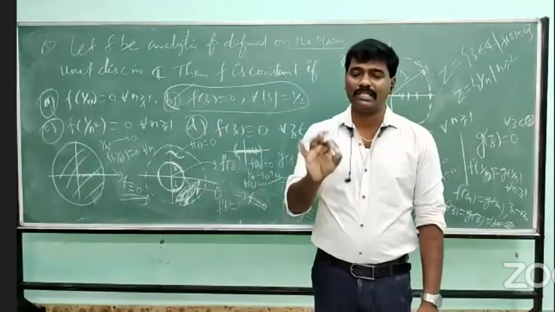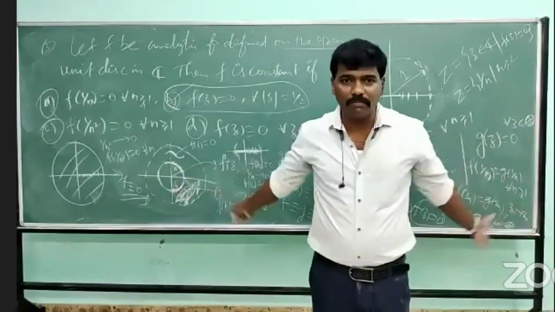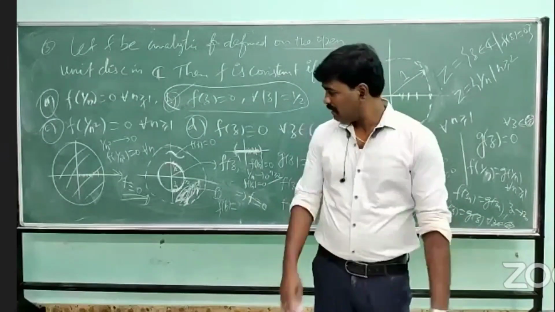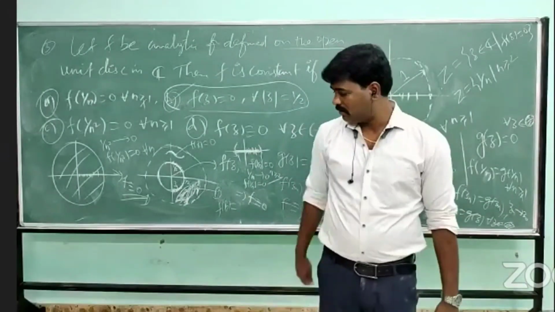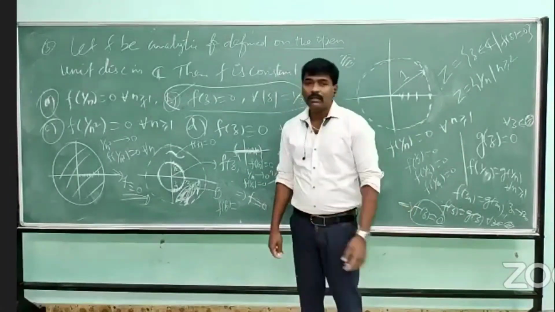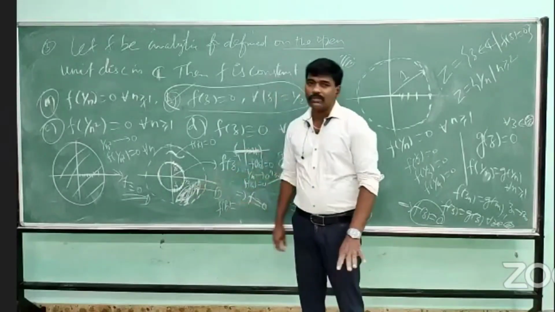B? B is some point, just written. What is the image of B? Identically 0. Very good, Suganti madam. So Suganti madam has written that the image of this set is also 0.